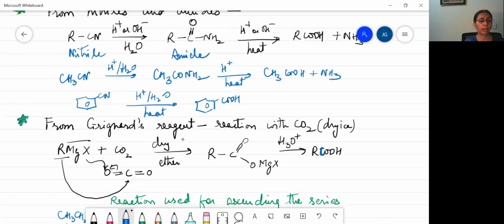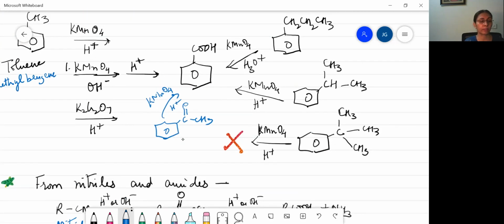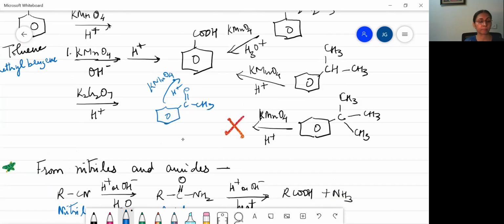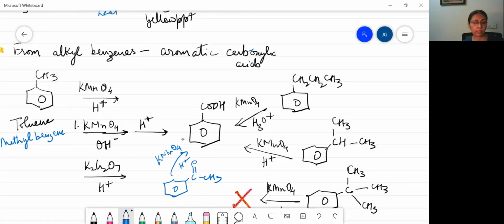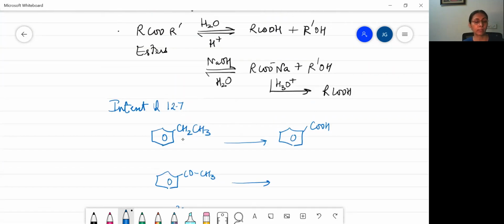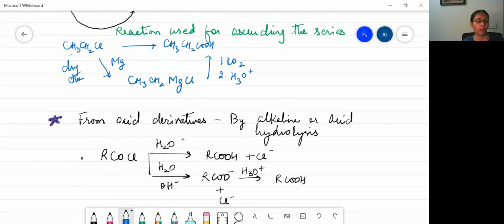In fact, with the iodoform reaction, we had this descending of the series. One carbon less, that is called descending the series. Okay, homologous series. So the next method is from acid derivatives. All the acid derivatives upon acidic, alkaline hydrolysis or hydrolysis with water will always give you carboxylic acids.